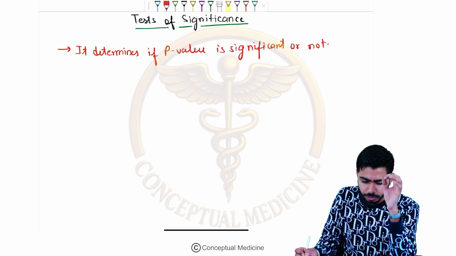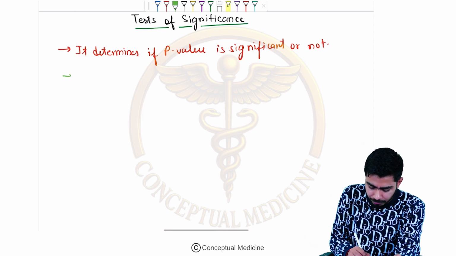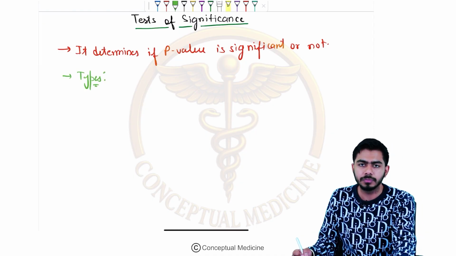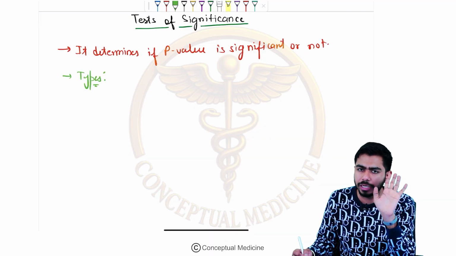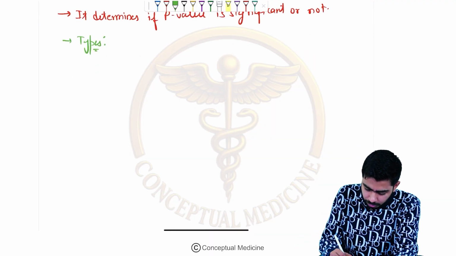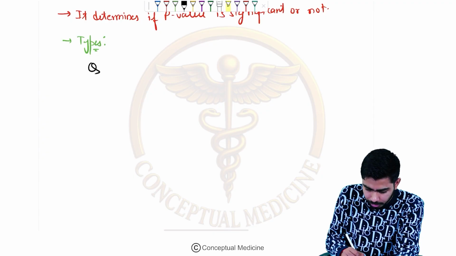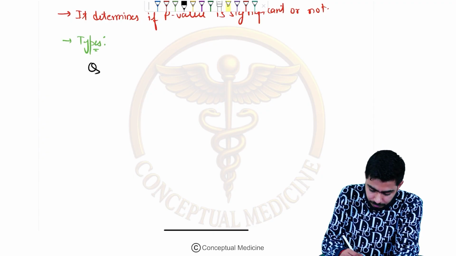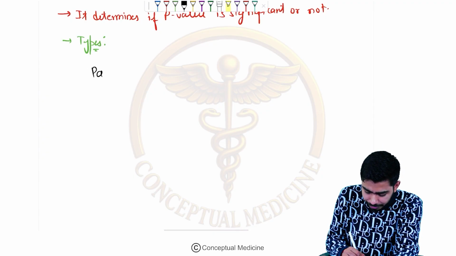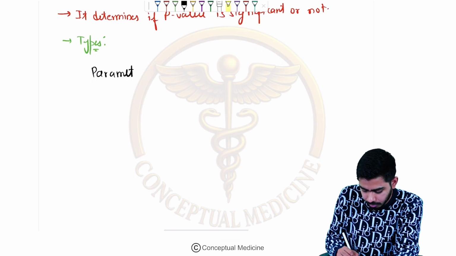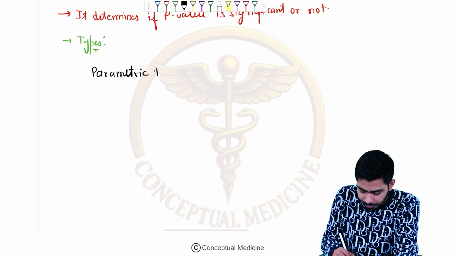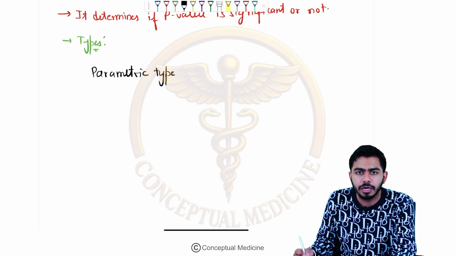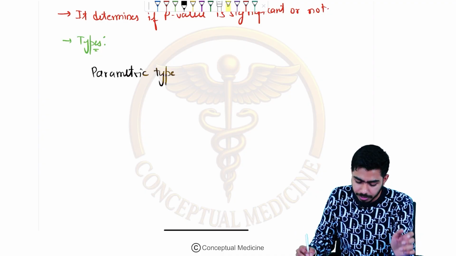Okay. Now, guys, we are talking about the types of the test of significance. We generally have two types over here. What are the two types? One is the parametric type. Qualitative, quantitative are the data types. Basically, this is the parametric type, and another one is the non-parametric.